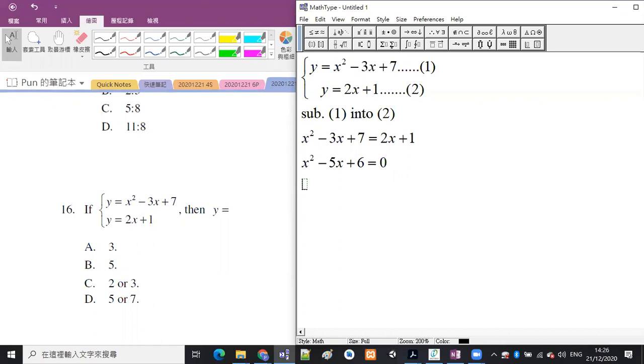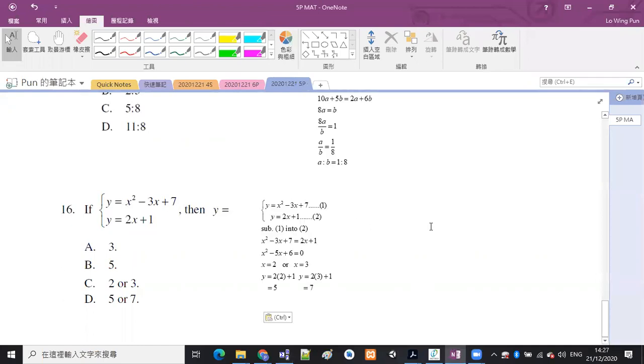And then you may use your program 1 or formula 1 to find that x is equal to 2 or x is equal to 3. Okay, but the question asks you to find the value of y, not x. So when x is 2, y is equal to 2 plus 1, so that is equal to 5. And when x is 3, y is equal to 3 plus 1, which is equal to 7. So the two values of y should be 5 or 7. So the answer is option D. Can you get this?